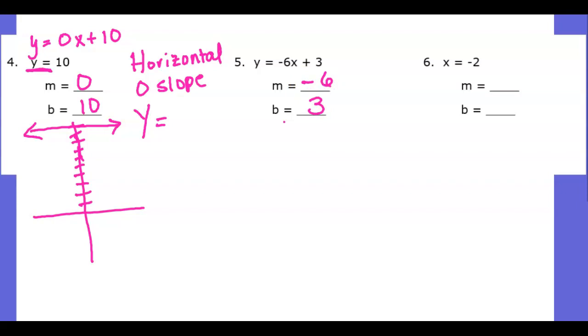And then 6, here's another special case. So this time I'm going to think of VUX because notice x equals, and here we have x equals. Okay, so that means it's a vertical line. And in this case, the slope is undefined. All right, so we have an undefined slope.